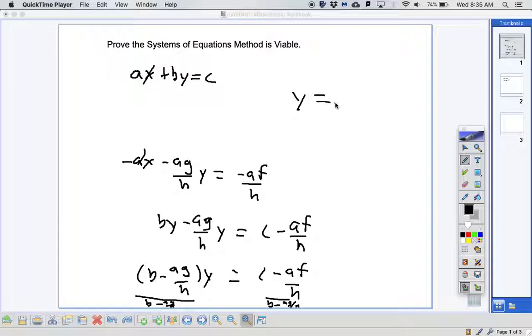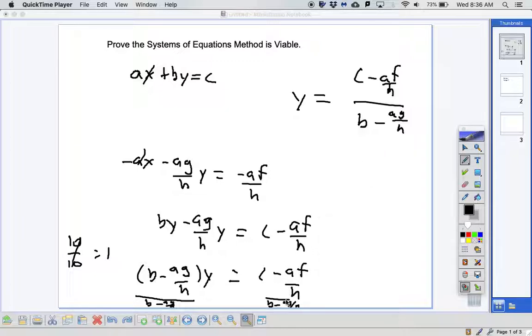So we get y is equal to, now if I take some number and I divide it by itself, say you got 10 divided by 10, this always equals 1, provided that these aren't zeros. And so these are not zeros, so when we divide these we get 1. Over here we're just going to rewrite it. So I got c minus af over h divided by b minus ag over h.